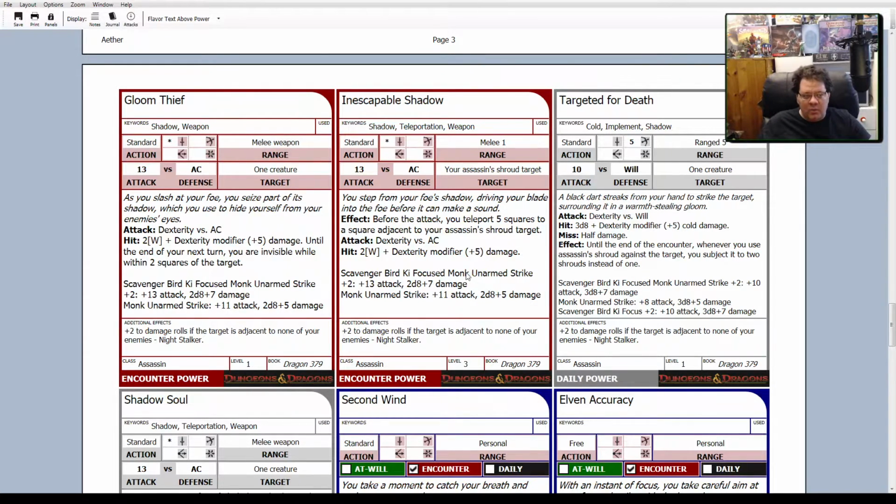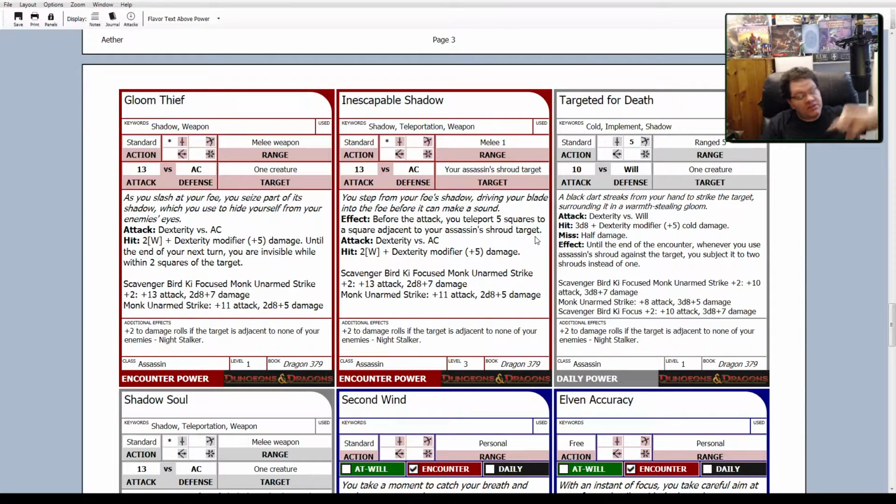Inescapable Shadow was the other one I had, which fits into how I play Aether, who would just teleport around, stunning people. I can't stun with this character, unfortunately, but I gave him a bunch of teleportation abilities. Before the attack, you teleport 5 squares to a square adjacent to your Assassin Shroud target. So that's up to 25 feet. And again, as a free action, I can put an Assassin Shroud on any target I want within 50 feet.